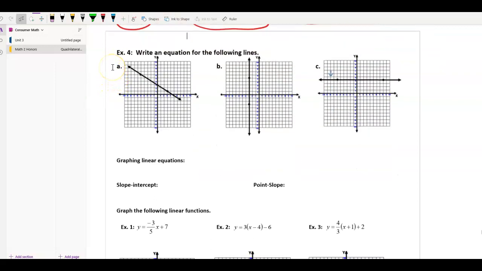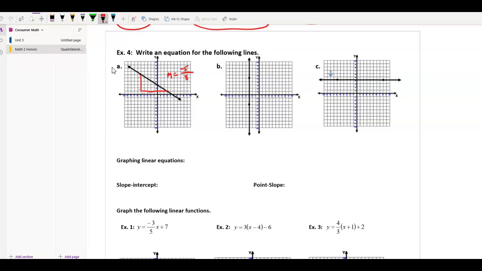Now the next one. Anytime I go to graph these or write the equation of these lines, the first thing I'm going to do is find the slope of this line. So I'm going to count my rise over the run. So my slope is, I go down 1, 2, 3, 4, 5, so negative 5 over 1, 2, 3, 4, 5, 6, 7, 8. So negative 5 over 8.